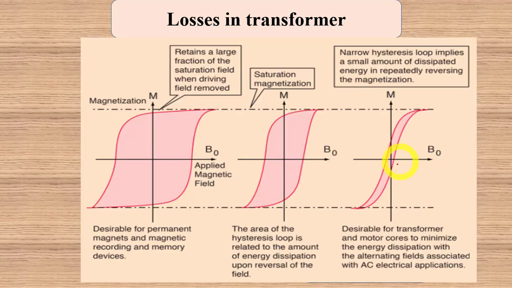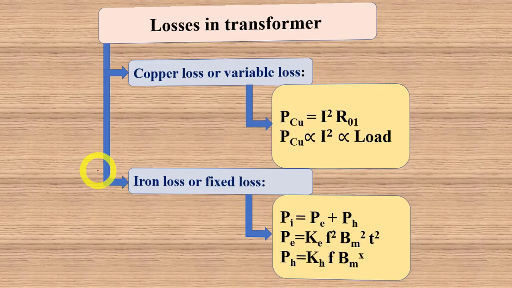Next diagram. A narrow hysteresis loop is desirable for transformer and motor cores to minimize the energy dissipation with the alternating field associated with AC electrical applications. Materials which have a large hysteresis loop are desirable for designing permanent magnets and magnetic recording memory devices.